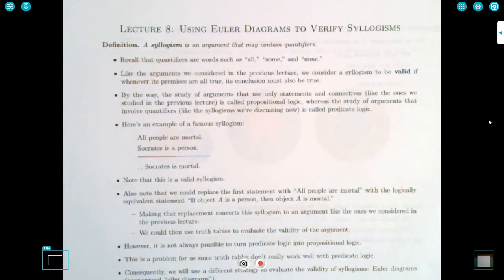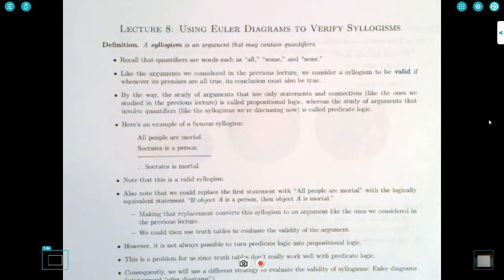There is a ton more that we could talk about with logic, but for the purposes of this class, I mainly just wanted to give you some idea of what logic is, because math is largely just an exercise in logic. Okay, so to round out our discussion of logic, I wanted to talk about syllogisms and using Euler diagrams to verify the validity of syllogisms.